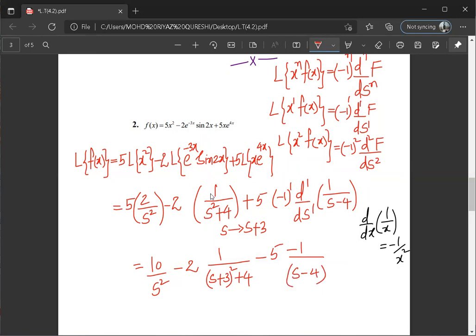Correct. So finally, 10 by s square here minus 2 over, expand it, a square plus b square is 9, 9 plus 4 is 13, plus 2ab means 6s plus 13. I am writing directly here, minus into minus plus s over s minus 4 the whole square, and actually this will be the answer.